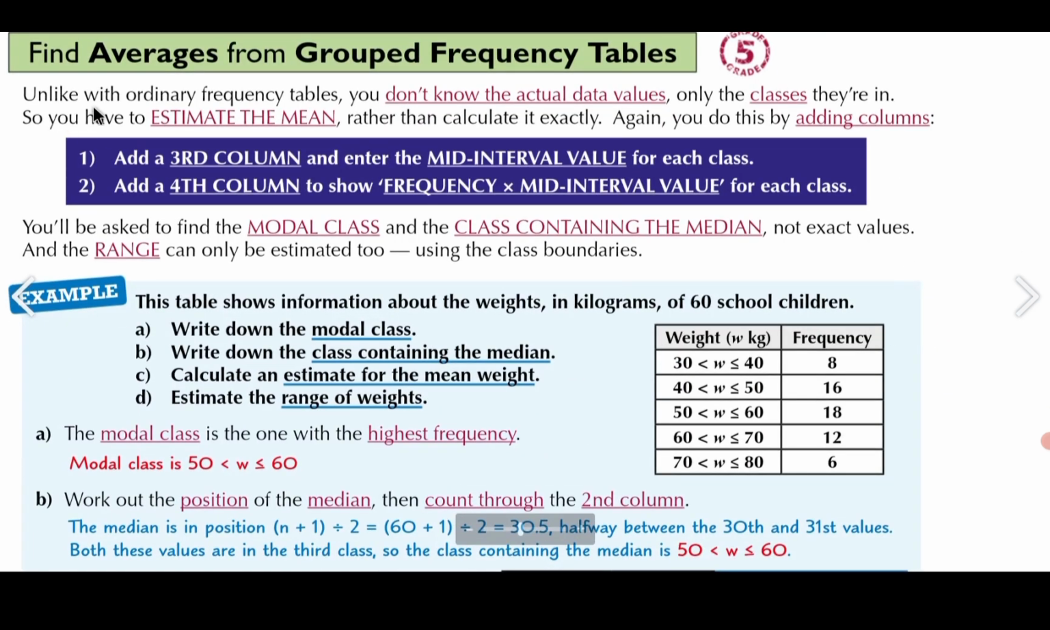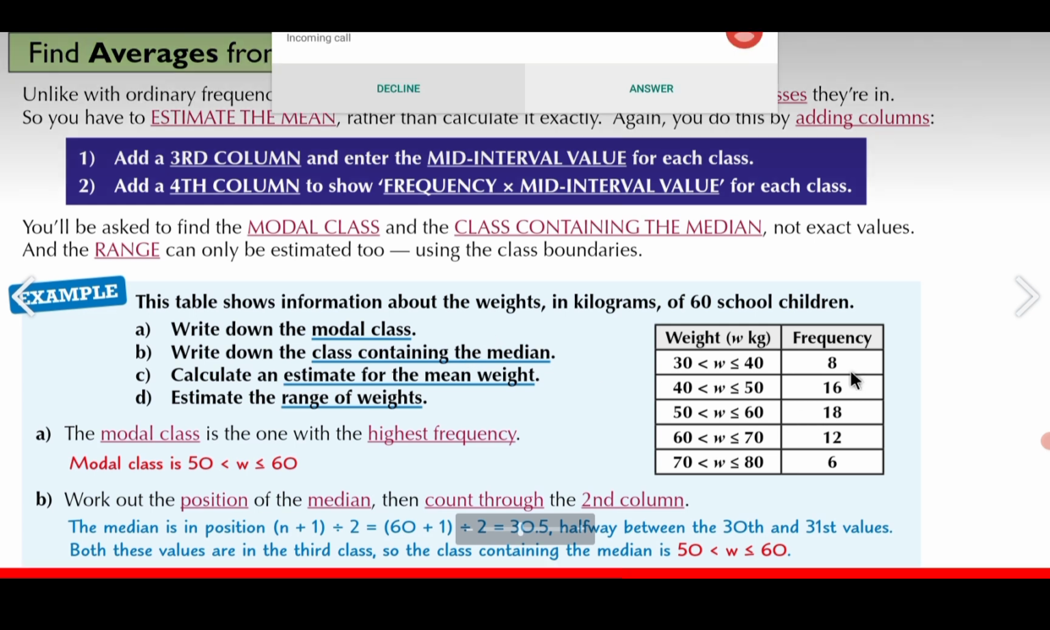Unlike with ordinary frequency tables, you don't know the actual data values, only the classes. These are the classes they are talking about. We are not given the actual values, we're just given a range. For example, the table shows information about weights in kilograms of 60 children.